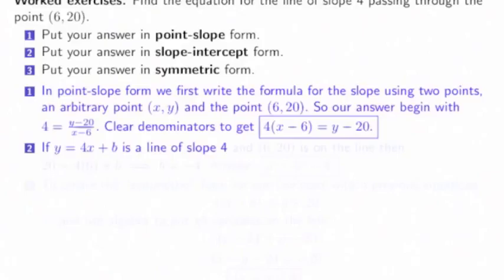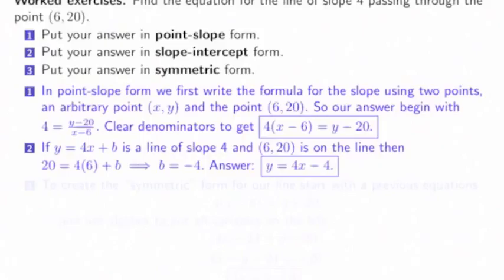On the other hand, we could do the slope-intercept form. We know the slope is 4, so y will be equal to 4x plus b. That's a line of slope 4. Now 6, 20 is on the line, so we can plug in 6 for x and 20 for y and discover that b is minus 4, and therefore y is 4x minus 4. There is the slope-intercept form.